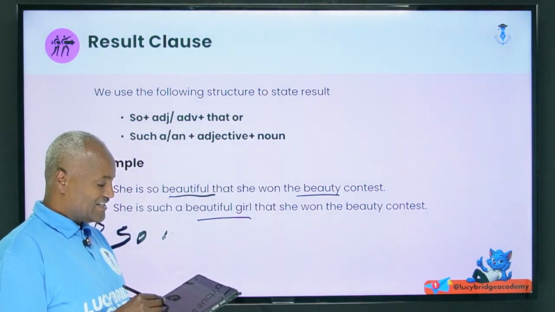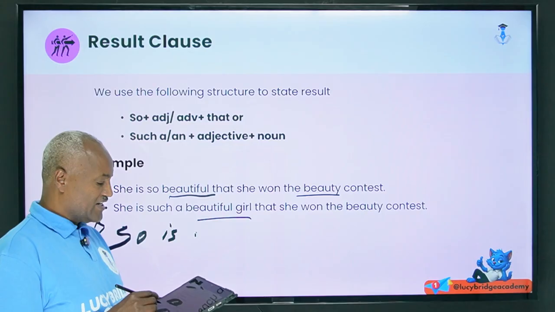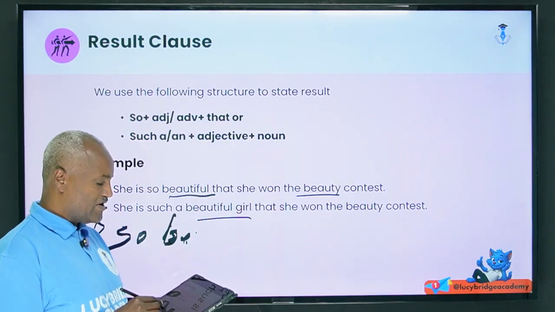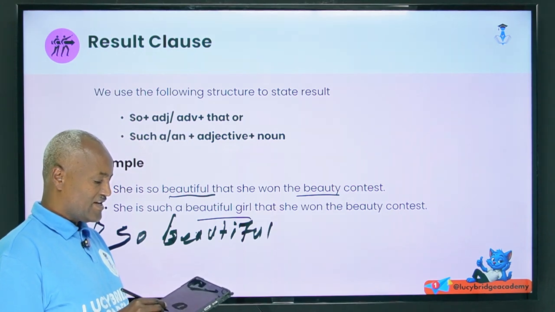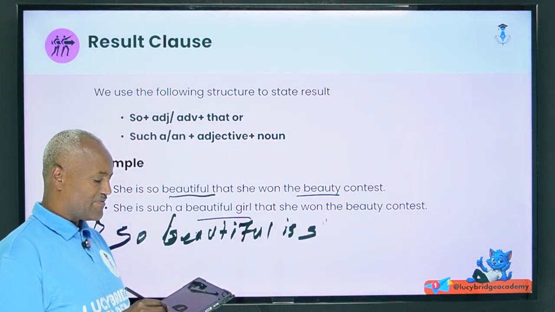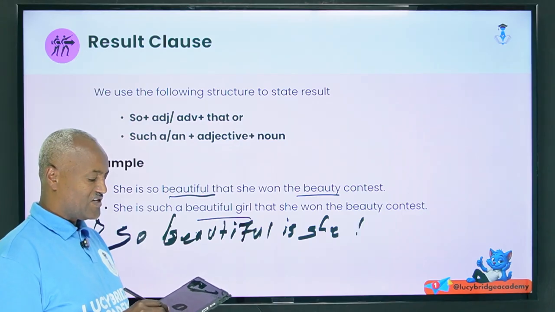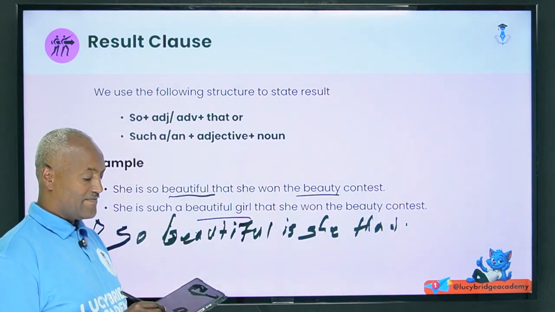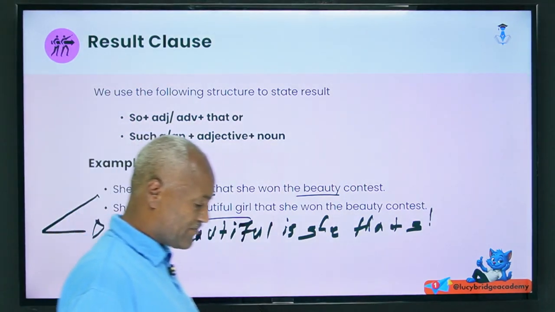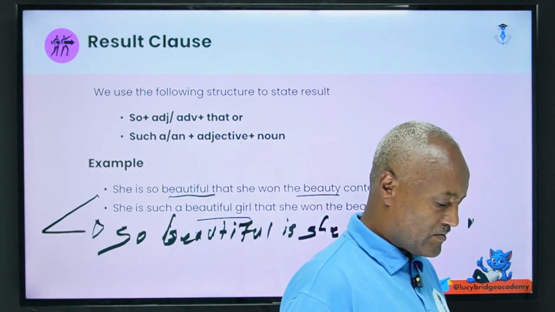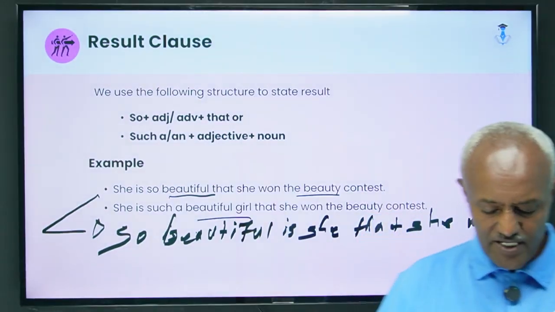So to remember, we can write like this, for instance: so beautiful is she that she won the beauty contest.